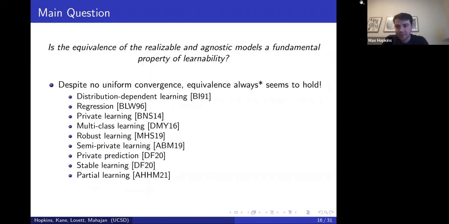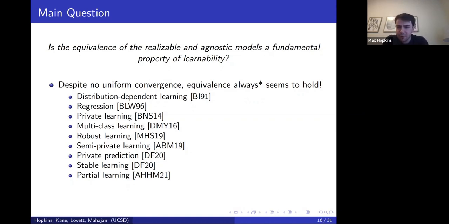Now, if you've been in the learning community for a while, if you're familiar with the literature, you probably have an inkling of what the answer to this is, because for pretty much every model studied in the past 30 years, close to the PAC model within learning theory, we've basically proved some form of equivalence of realizable and agnostic learnability, some variant. Maybe it's not exactly the same, but some version. This is true when you fix the distribution. It's true for things like regression in some variants. It's true for a number of different versions of private learning, multi-class, robust, uniformly stable, partial, really almost anything. There's a little star here because it is possible to build adversarial models with weird loss functions where it won't be true, but for most reasonable things, it seems to work.